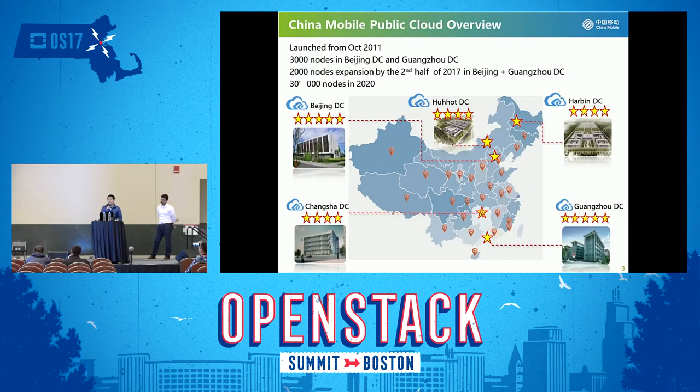Let's have a look at China Mobile Public Cloud. There are around 3,000 nodes in China Mobile Beijing and Guangzhou data centers. They are running on top of OpenStack Havana. We plan to add 2,000 more nodes later this year. Two more data centers will be added soon, and the total size of our public cloud by 2020 will reach 30,000 nodes.